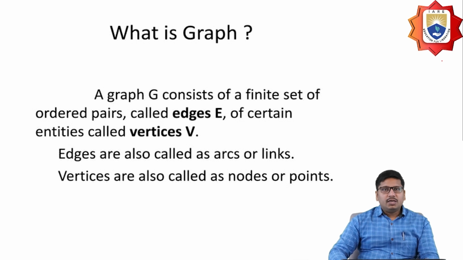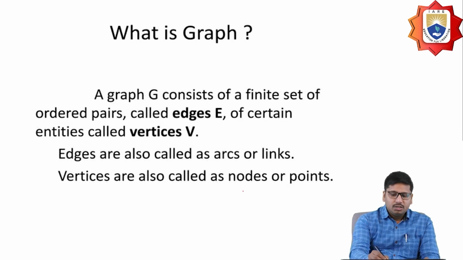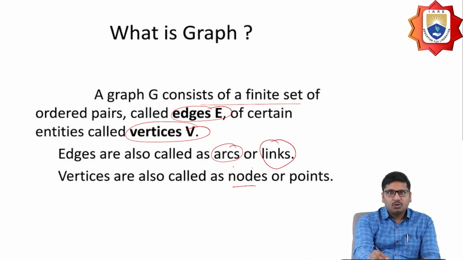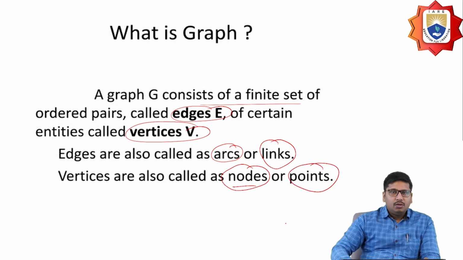So, the very first thing is, what is a graph? A graph is nothing but a finite set of ordered pairs called edges, together with certain entities called vertices. These edges are also called arcs or links, whereas the vertices are called nodes and points.